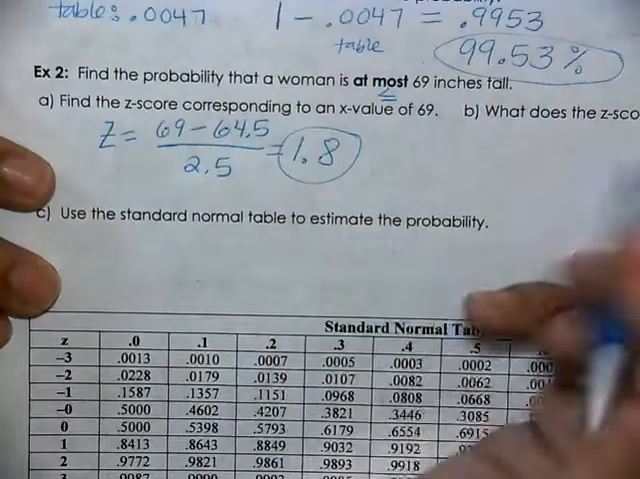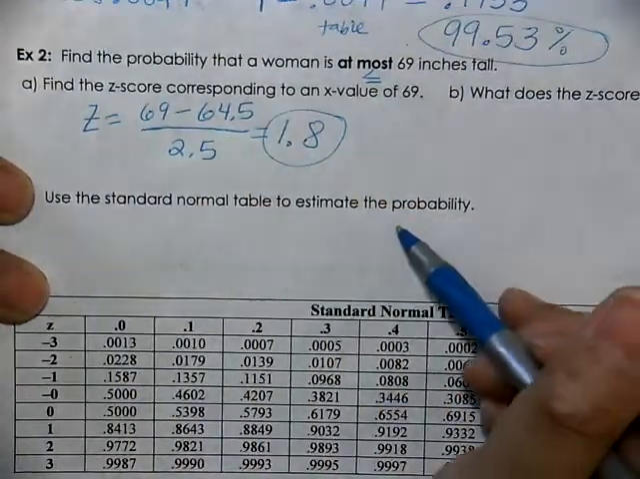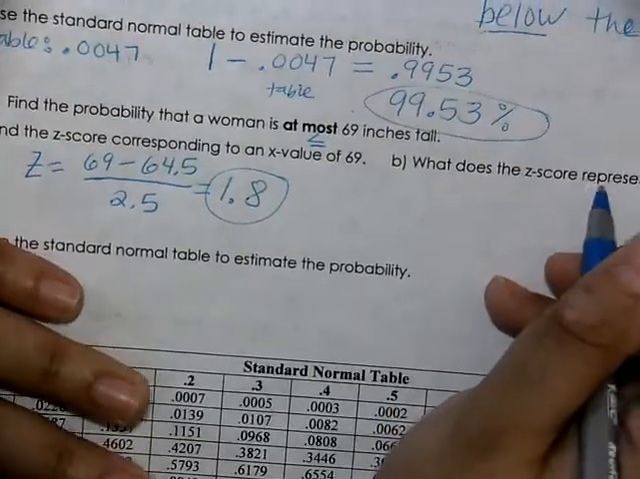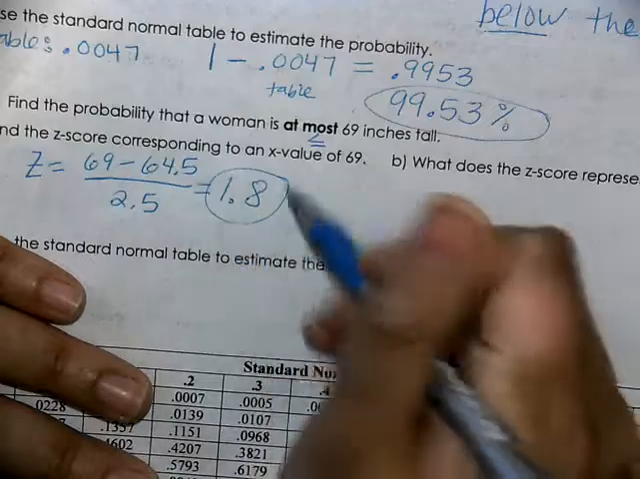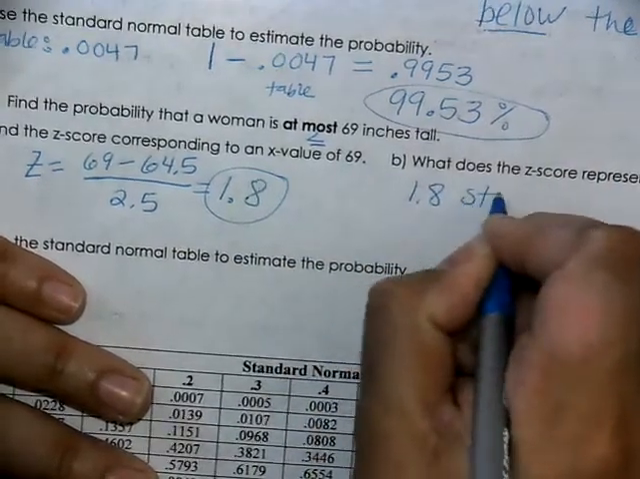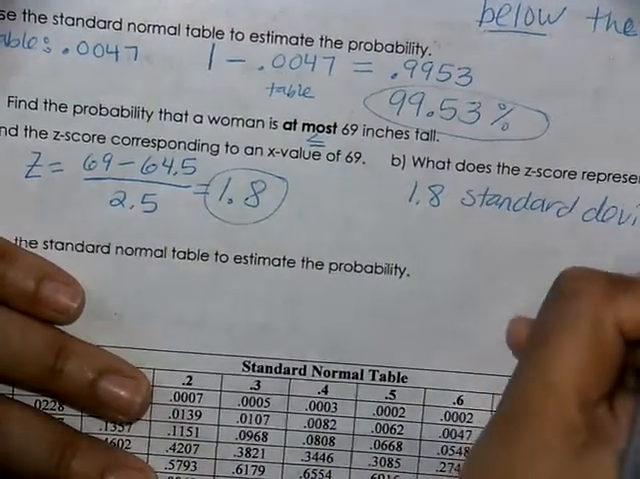Again, that's not your final answer. We're going to come back and figure out what the actual probability is for that once we get to the standard normal table. Again, it says, what does a z-score represent? This one is a positive z-score, so it would be 1.8 standard deviations above the mean.